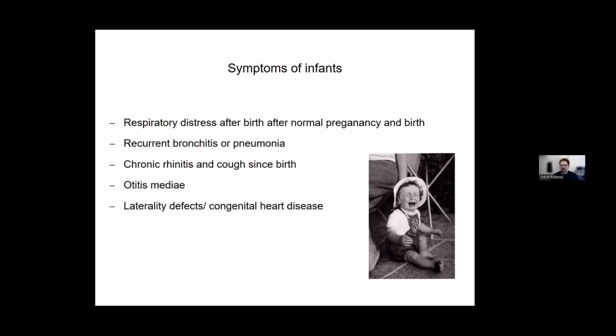And an early diagnosis, even if we don't have causative therapy yet, can make a much better life because early treatment prevents things. And my idea of treatment is not reacting to crisis, but preventing things or preserving the status of the patient. So the earlier we start, the better. They also have recurrent bronchitis or pneumonia, chronic rhinitis and cough since birth. They can have otitis problems because of the tube problem, and of course they have laterality defects and congenital heart disease.